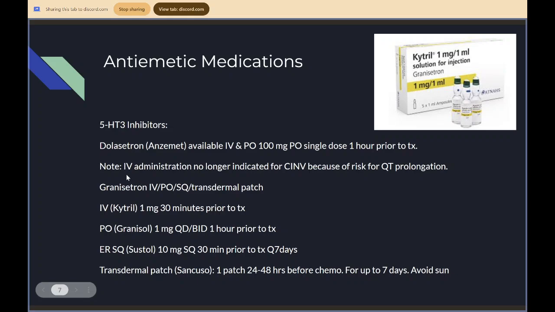Next, we have on the top right, you see Kytril or granisetron as a 1 mg, 1 mL solution for injection. So Anzemet is available IV and PO, 100 milligrams PO single dose 1 hour prior to treatment. IV administration is no longer indicated because of risk for QT prolongation.